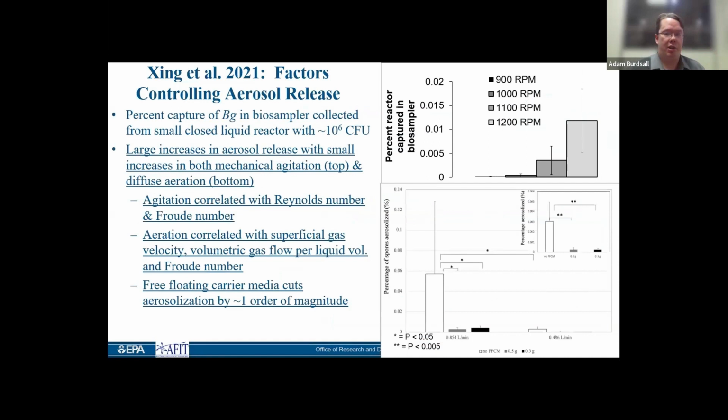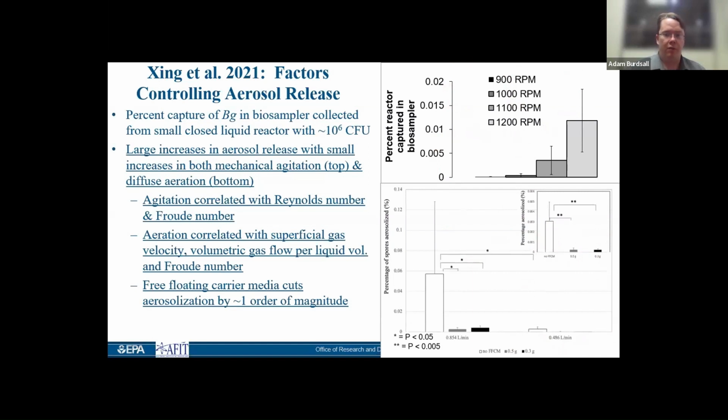In the experimental bioaerosol work published at AFIT, we collected aerosols produced in a small, mostly closed reactor with a known quantity of BG colony-forming units, usually about 6 million. Colony counts from the aerosol samples and liquid samples that we collected from the reactor were used to calculate a percentage of the reactor population that was captured in order to try to understand how factors contributed to the bioaerosol release. What we found was that with rather modest increases in both mechanical agitation in this top graph and diffuse aeration in the bottom graph, we observed really large increases in bioaerosol capture.